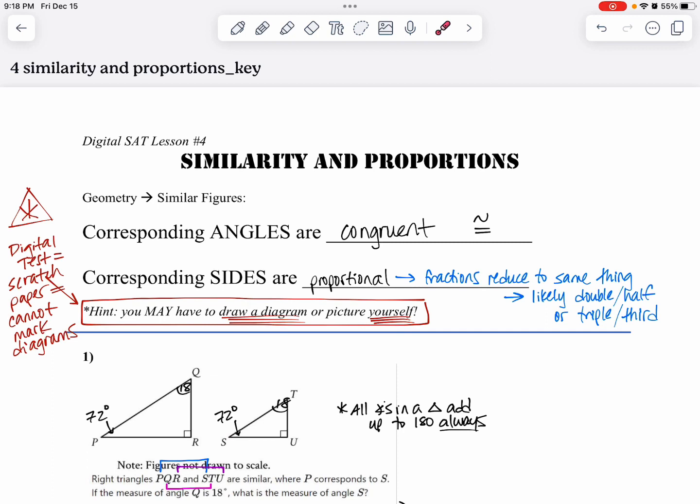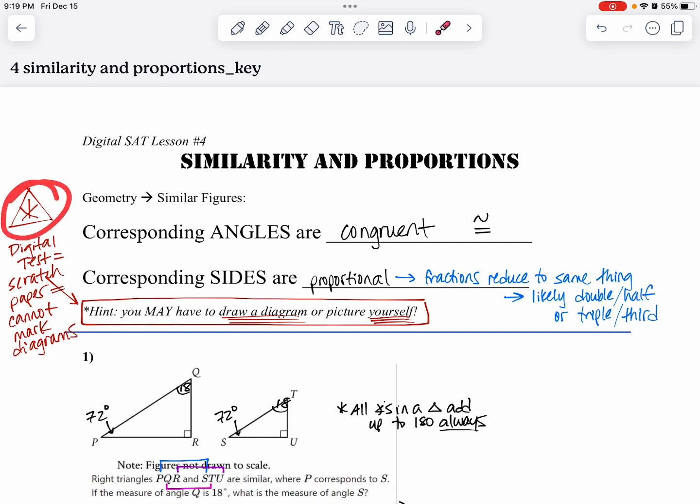And in most questions, I'll elaborate on this when we get to some examples that illustrate this. But likely one of the figures is going to be double the other, which means the smaller one is going to be half the bigger one. Or the relationship could be triple, okay?